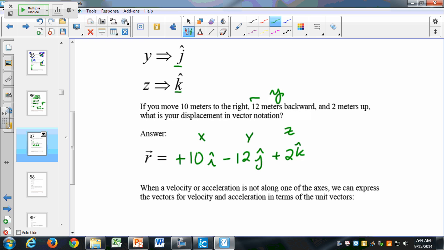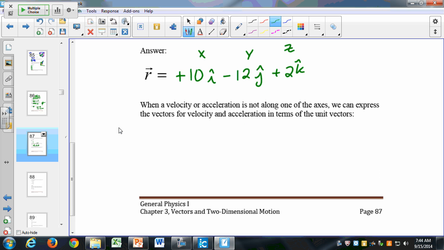We'll denote vectors like that. When we get into cross products and dot products, it'll be important how we calculate those especially, okay? We can also talk about velocity and acceleration in terms of unit vectors.